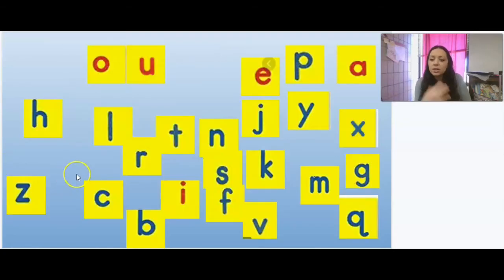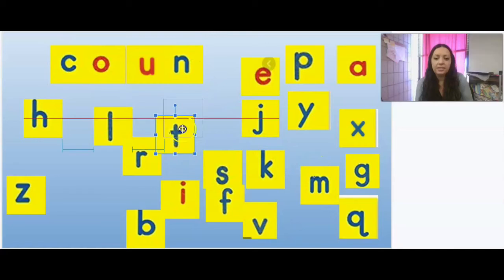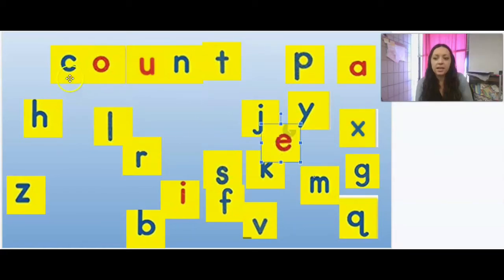Okay, now we're just going to practice making a few words, okay? So since I have OU up here, I know that I'm going to put things around it because it either needs to be at the beginning or it needs to be at the middle. So if I put a C in front of it, and then I add an N and a T, what am I going to have then? Count. Count. Very good.